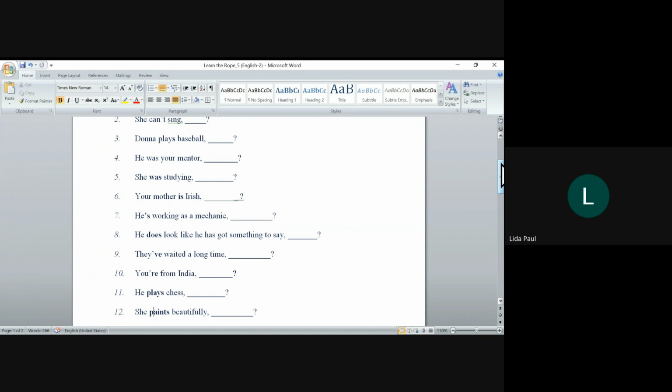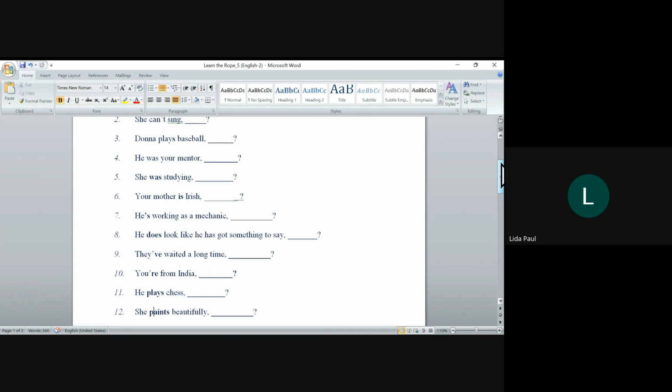Now, ninth one. They've waited a long time, haven't they? Right? Have is your verb. It's written in contraction, but it is have. They have waited a long time, so haven't they? Tenth one. You're from India, aren't you? Right?